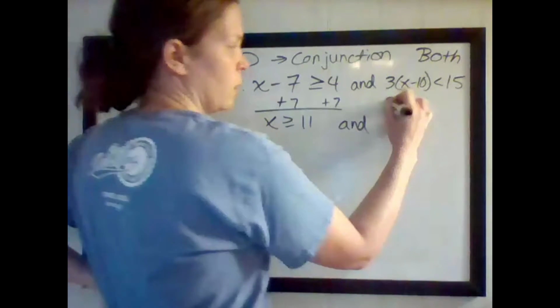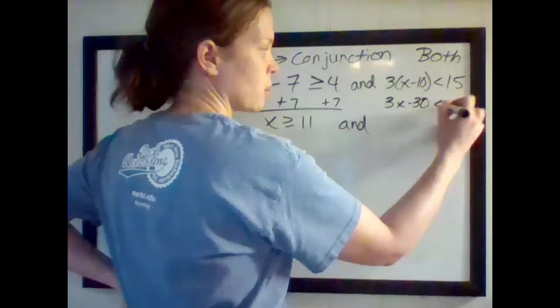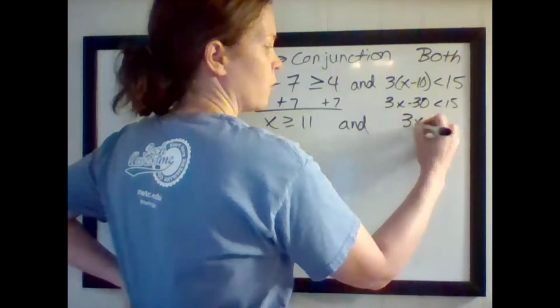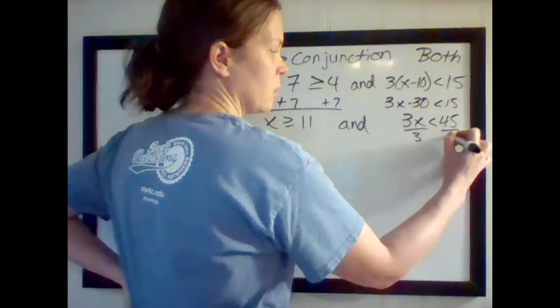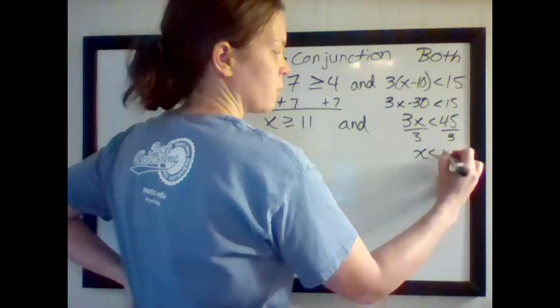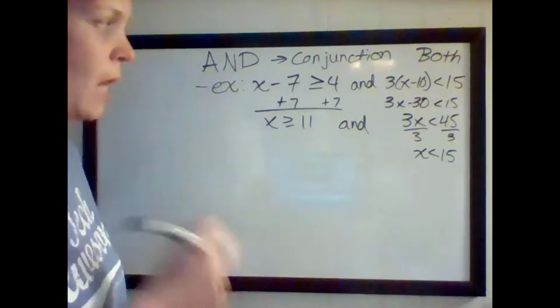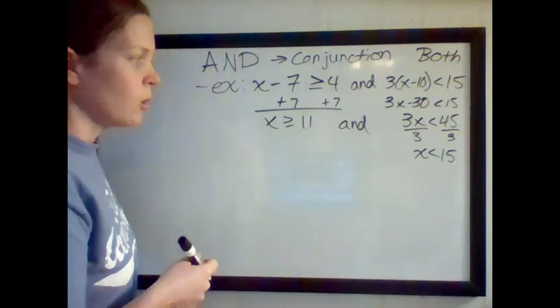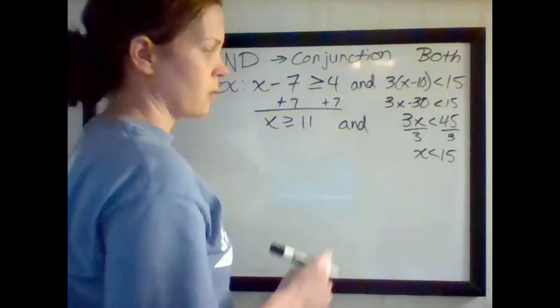And this one, if I distribute the 3, 3x minus 30 is less than 15. Add the 30 over, 45. Divide by 3, x is less than 15. Notice that this time I didn't have to reverse the sign, only when you're multiplying or dividing by a negative. So I have x is greater than or equal to 11 and x is less than 15.